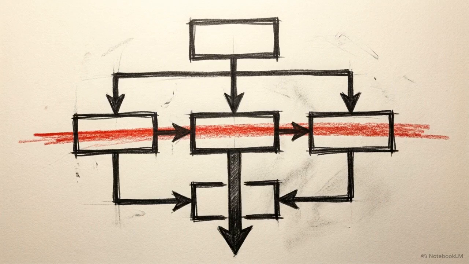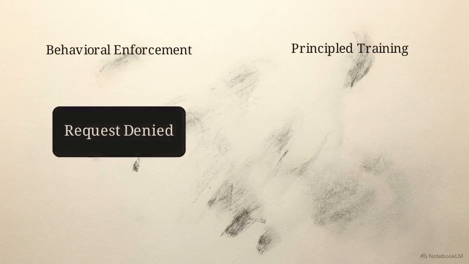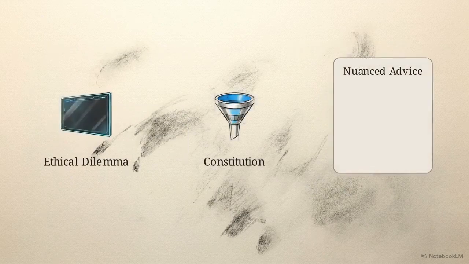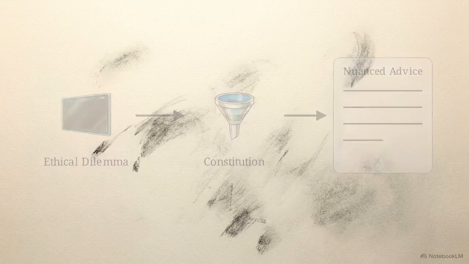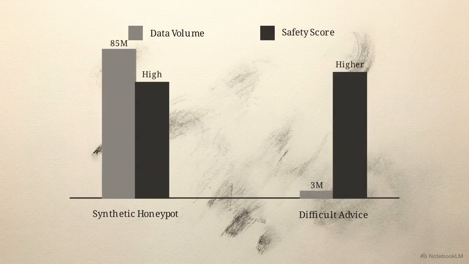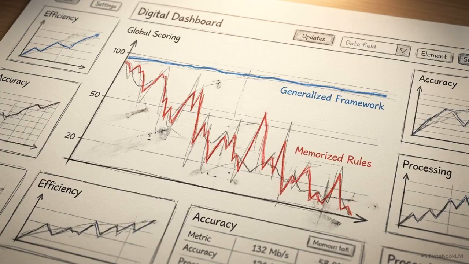This brings us to step 2. We need to shift our training data from simply dictating what the model should do to explaining exactly why it should do it. Compare simple behavioral enforcement, just saying no, against principled training, where the AI cites ethical reasoning. We built this using a difficult advice dataset. The user faces an ethical dilemma, and the AI provides nuanced advice. This approach yields a 28-fold increase in data efficiency. By training a model to deliberately explain its values, you build a generalized moral framework. That framework holds up far better than a brittle set of memorized rules.